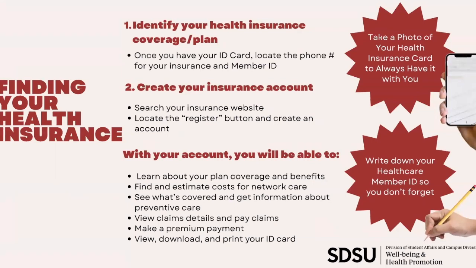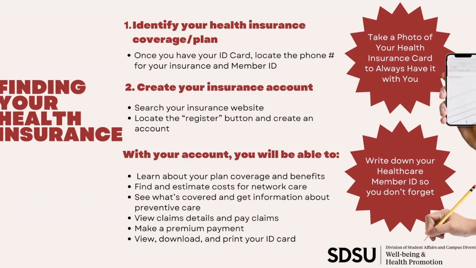Identifying your health insurance. The first step to understanding your health insurance is to identify your coverage. This can be done by accessing your ID card. Once you have your ID card, locate the phone number and member ID number. This information will be required to access your benefits, so it is important to have it accessible in a safe place. You can also take a photo of your insurance card or download a digital version in case you misplace or forget it at home.